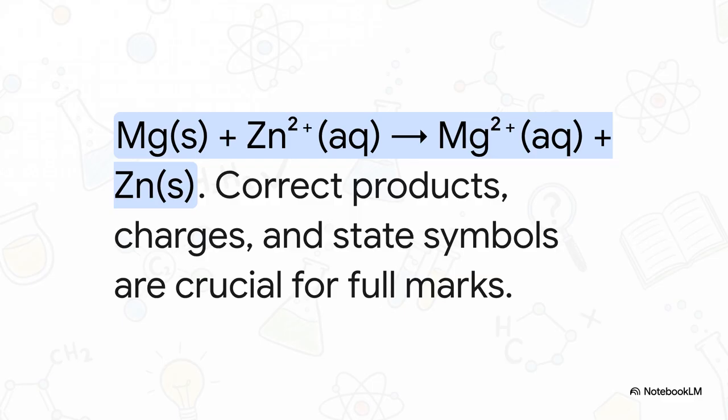You get 1 mark for getting the products right, the magnesium ion, Mg2+, and solid zinc, Zn. But the second mark, the one that people often forget, is for all the little details. That means you need the correct charges on the ions, and you absolutely need the correct state symbols.